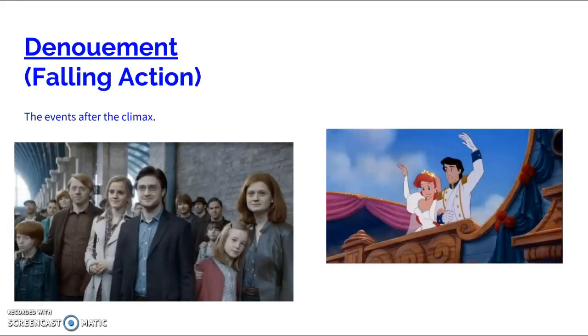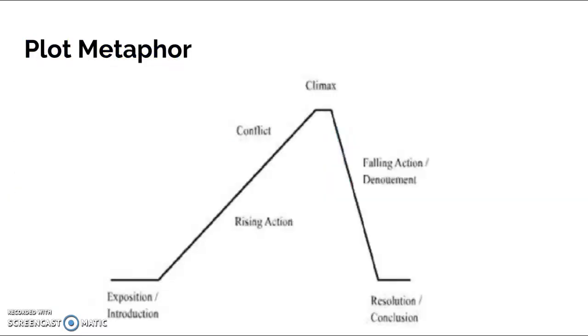So denouement, that's just what happens after the story, right? So in Harry Potter, when they're 40, or in The Little Mermaid, after the conflict is resolved and she beats that weird octopus woman. So this is just the happily ever after, the what happened next.